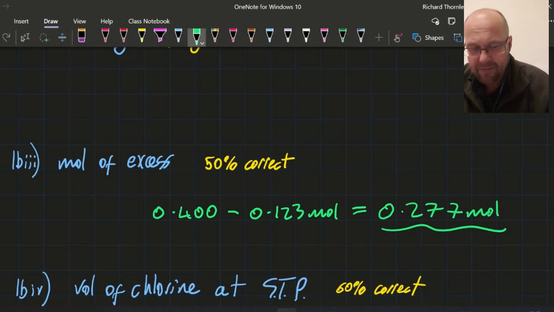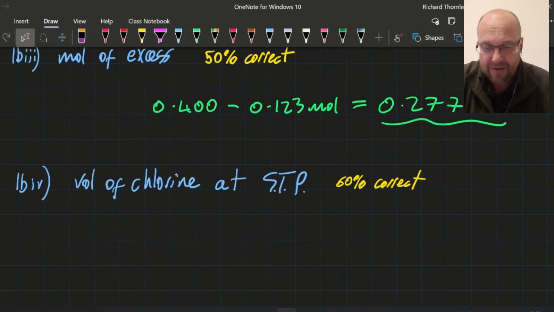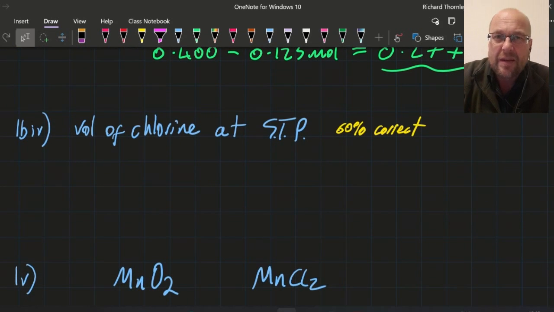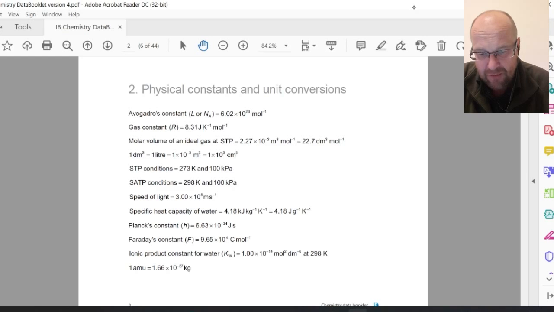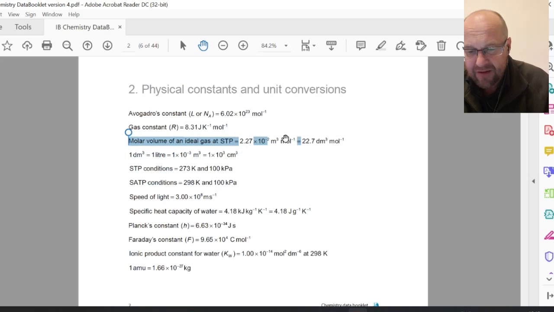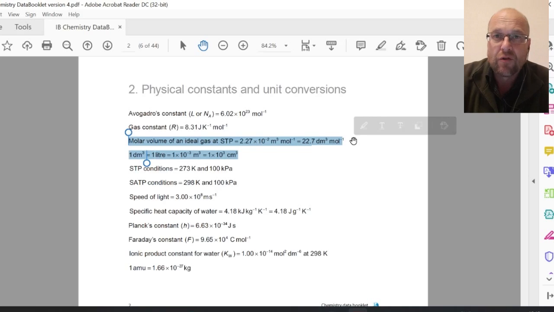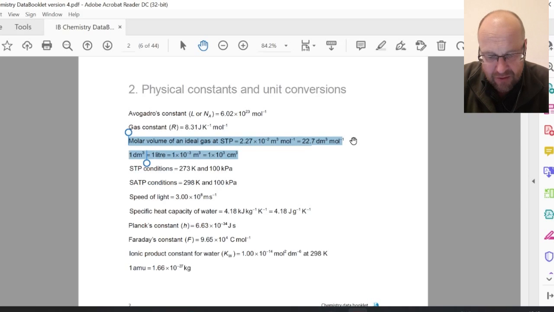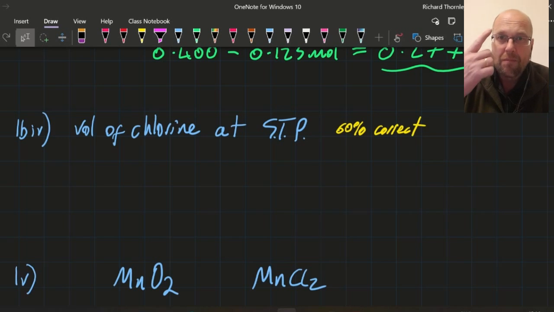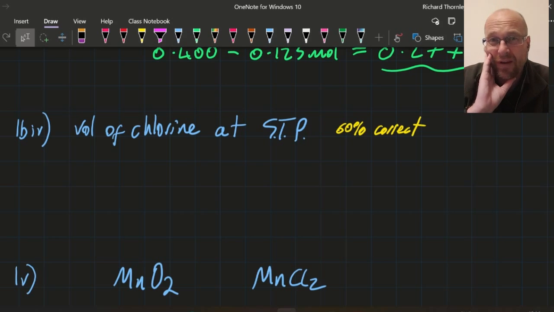Next up, calculate the volume. 60% of people got this correct. Now, when it says STP for gases, that almost certainly means you don't have to do PV equals nRT. It would get you the same number, but if you look at the data booklet, STP for gases is 22.7. So 1 mole is 22.7 decimeters cubed. If I had 1 mole of chlorine at STP, it would be 22.7 decimeters cubed. If I had 10 moles of chlorine, it would be 227 decimeters cubed.